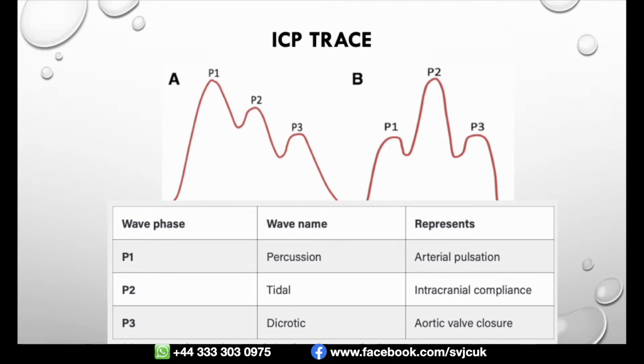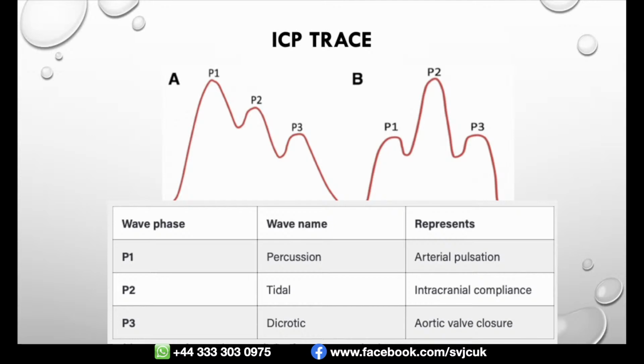So when you have an ICP trace, there are a number of different waveforms. So there's phase P1, P2 and P3, with different names: percussion, tidal and dicrotic. And the normal ICP trace should be pulsatile, which reflects both the cardiac and the respiratory cycles.